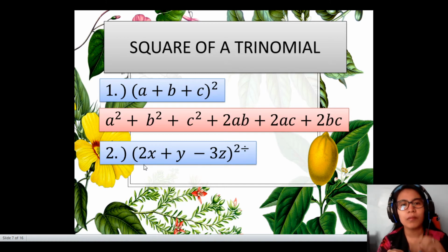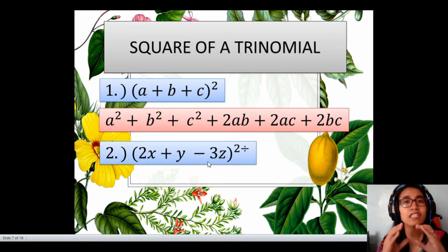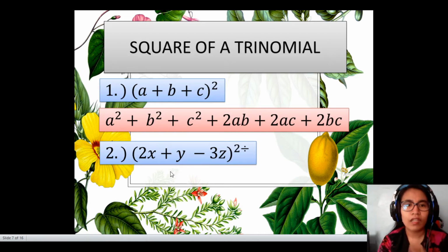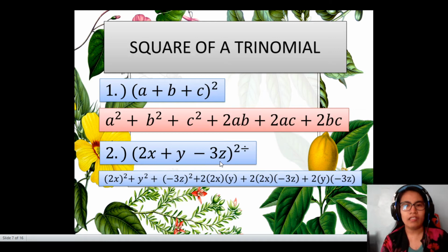So for us to not get confused, 2x, put it in a parenthesis, then write the squared, plus the y squared. That can be written already without the parenthesis. Then minus our 3z squared, in a parenthesis again, plus 2 times 2x times y, plus 2 times 2x times negative 3z, plus 2 again times y times negative 3z. So this is how your solution looks. That's how long your solution will look.